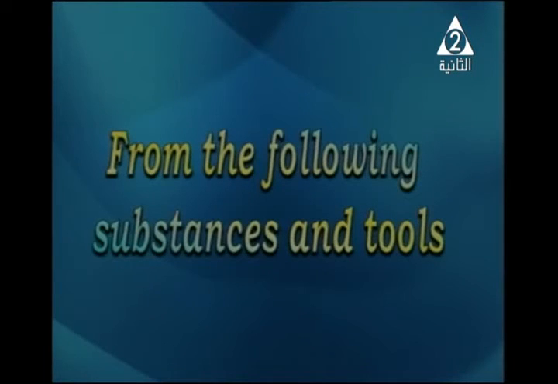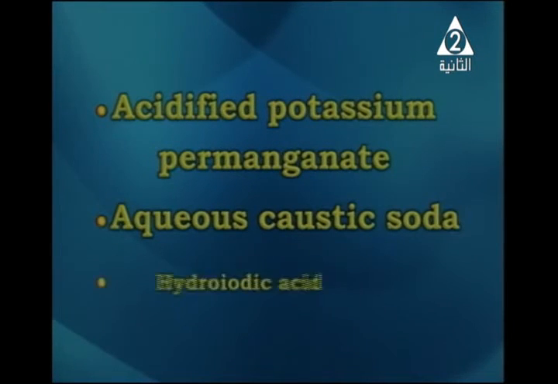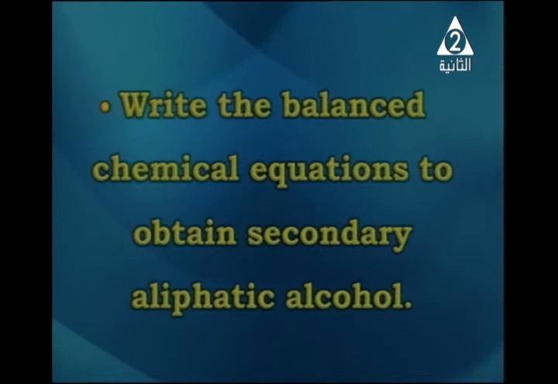Next type of question, my dear student. From the following substances and tools: acidified potassium permanganate, aqueous caustic soda, hydroiodic acid, propene, benzene, flame, write the balanced chemical equation to obtain a secondary aliphatic alcohol.